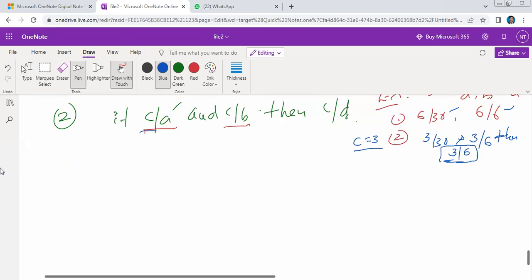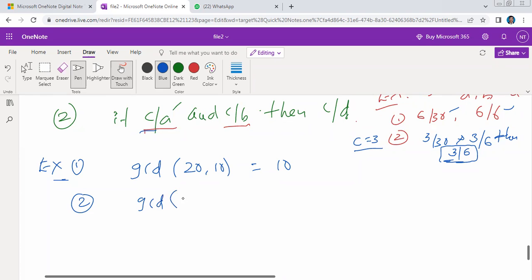One more example. What is the GCD of 20 comma 10? 10, sir. Right, very simple question. Very good. Now the GCD of prime numbers 2 comma 3, co-prime numbers. What is this? 1. Simple question.